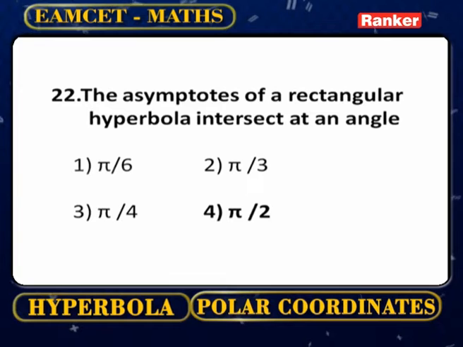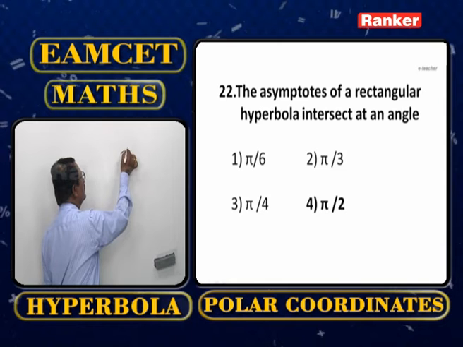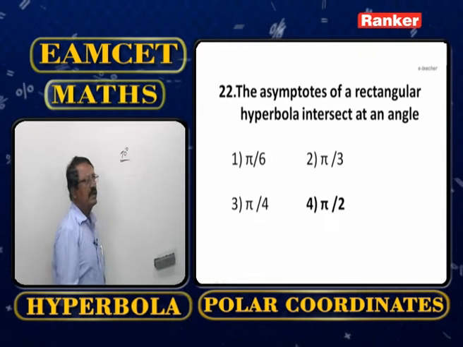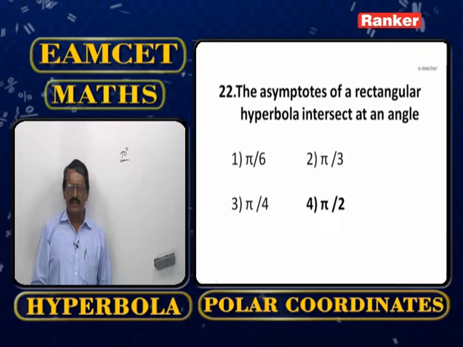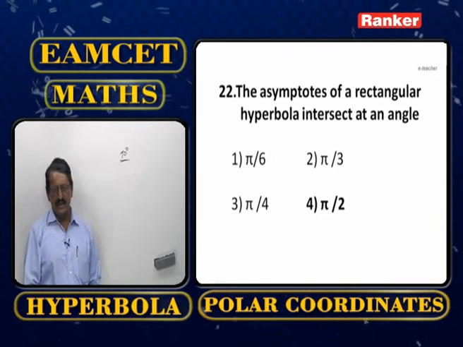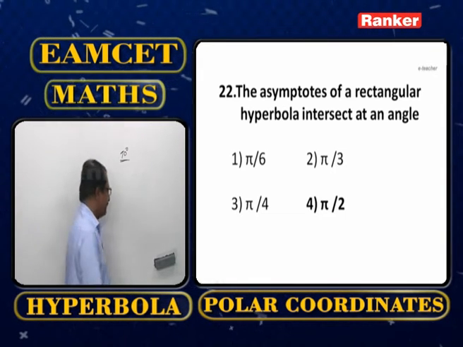The asymptotes of a rectangular hyperbola intersect at an angle. Only if the angle between the asymptotes is 90 degrees is the hyperbola called a rectangular hyperbola. That is the definition. Then the angle between the asymptotes of a rectangular hyperbola is 90 degrees or pi by 2. Fourth option.